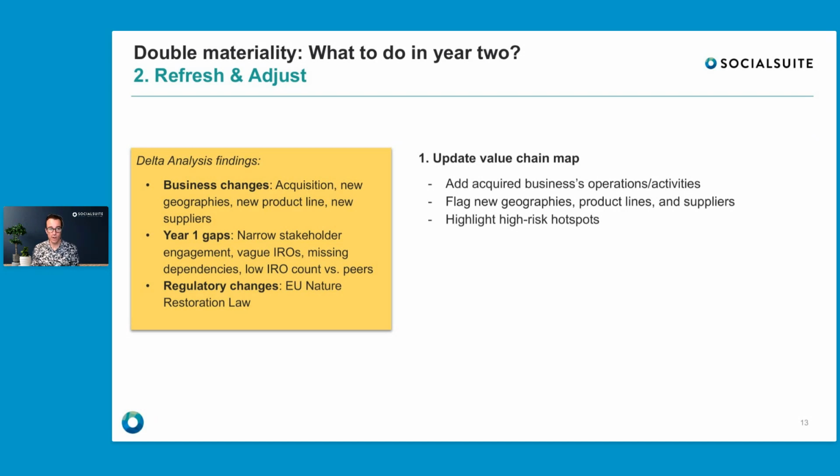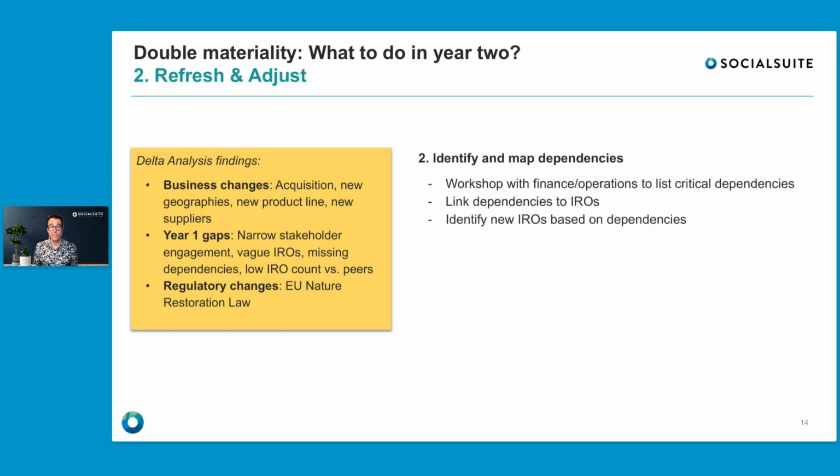It's not required if you've added 100 new suppliers that every one of them needs to be named by name, but where are they? What are they doing? What are their operations, and where are the potential risk hotspots? You want to have a solid value chain that gives you a good oversight of your key value chain components and activities and reflect those changes in the business. Now, with that done then, we flagged that as a gap in year one. We did not really look last year at dependencies.